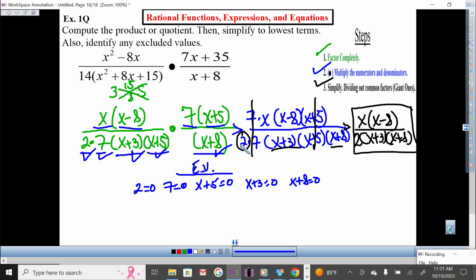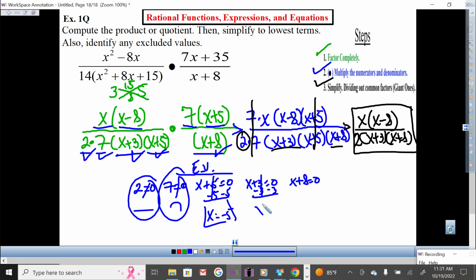That is correct. So, is 2 equal to 0? No. So this cancels. Is this one equal to 0? No. So, minus 5, x equals negative 5, minus 3, x equals negative 3, minus 8, x equals negative 8. And these are my what? Excluded values. All right, copy this next one.